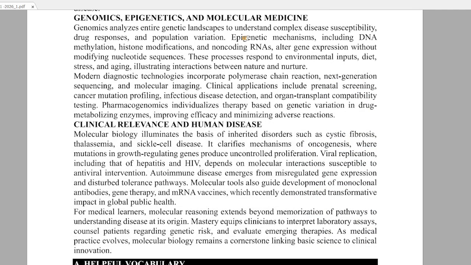Genomics, epigenetics, and molecular medicine. Genomics analyzes entire genetic landscapes to understand complex disease susceptibility, drug responses, and population variation. Epigenetic mechanisms, including DNA methylation, histone modifications, and non-coding RNAs, alter gene expression without modifying nucleotide sequences. These processes respond to environmental inputs, diet, stress, and aging, illustrating interactions between nature and nurture.